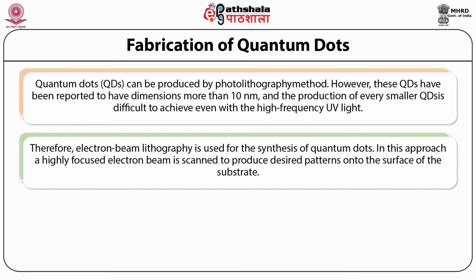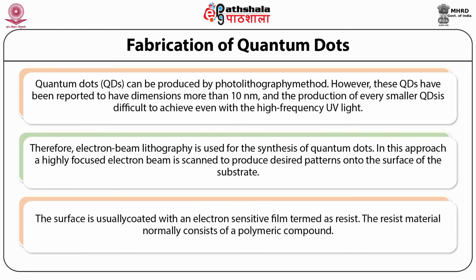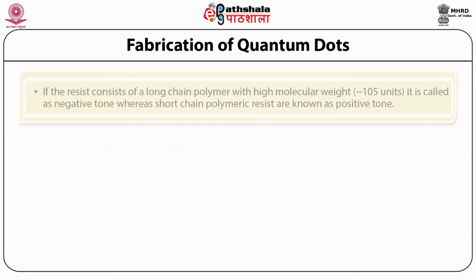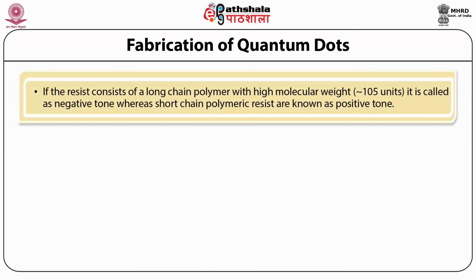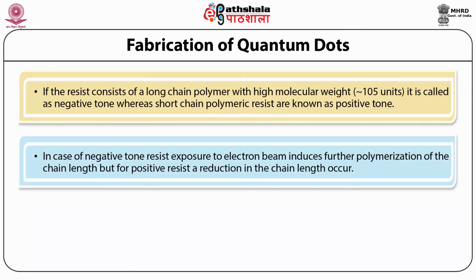In this approach, a highly focused electron beam is scanned to produce desired patterns onto the surface of the substrate. The substrate is usually coated with an electron-sensitive film termed resist. The resist material normally consists of a polymeric compound. If the resist consists of a long-chain polymer with high molecular weight, it is called negative tone, whereas short-chain polymeric resists are known as positive tone. In the case of negative tone, resist exposure to the electron beam induces further polymerization of the chain length, but for positive resist, a reduction in the chain length occurs.